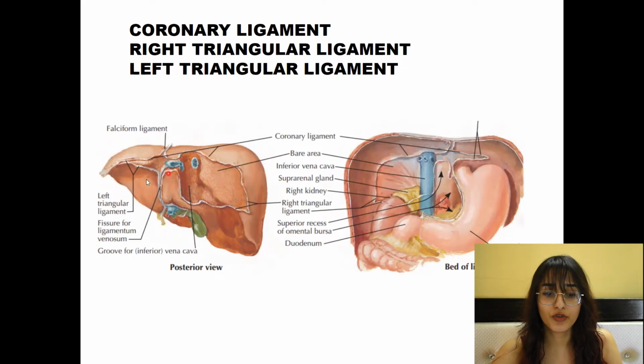Now, I also want to show you ligamentum venosum. You can see right here, ligamentum venosum. It is also a remnant of a fetal structure called ductus venosum. In a fetus, the blood would bypass the liver. It would go from portal vein directly to the inferior vena cava through ductus venosus. After birth, it closes and becomes ligamentum venosum.